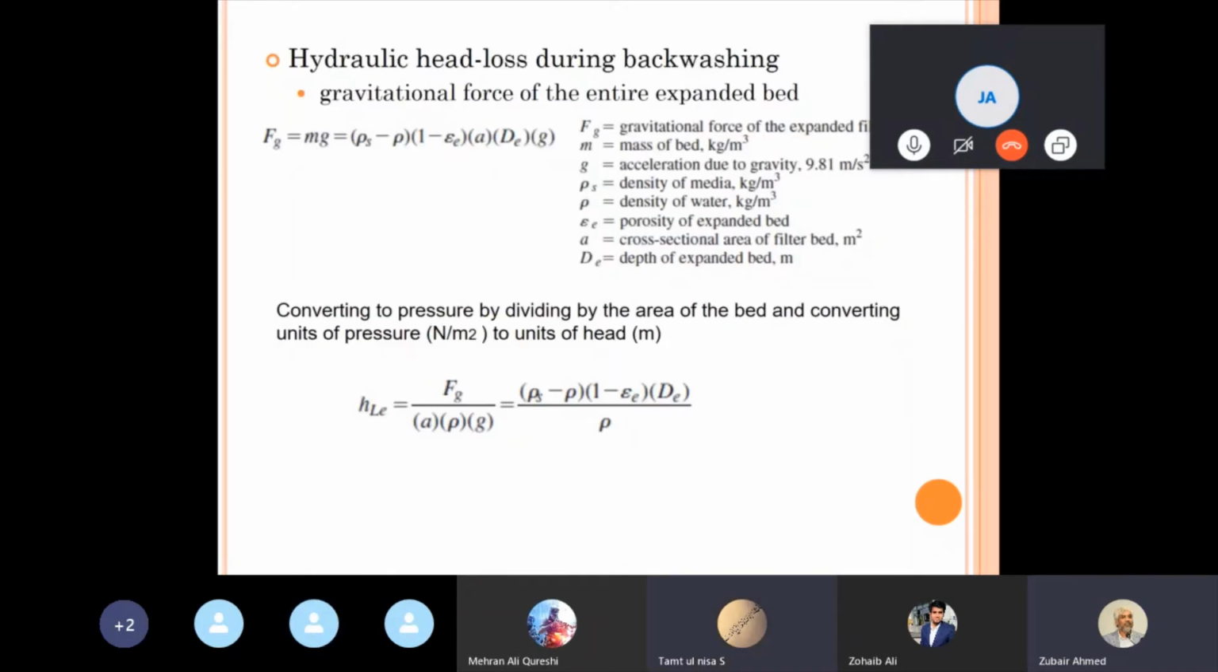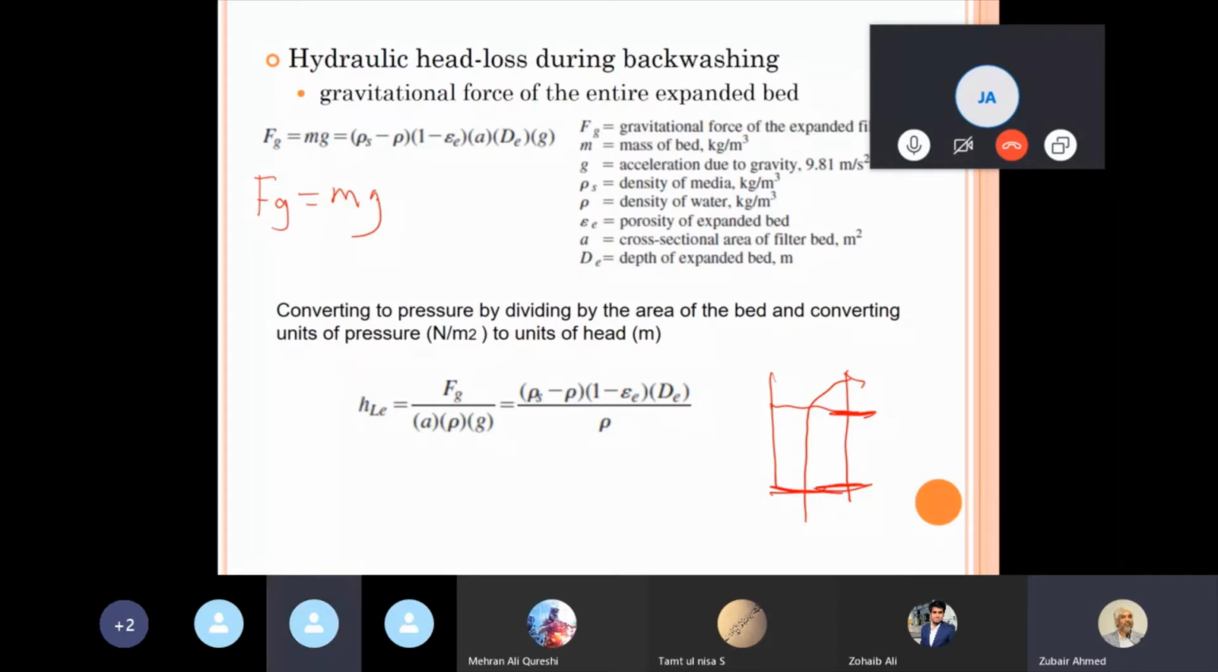Another thing is hydraulic head loss during backwashing. Of course, even when you are doing backwashing, the pressure here and the pressure here will be different, so there will be head loss. We can calculate this head loss during backwashing using this equation, which is F equals mg, the force acting upon the expanded bed.